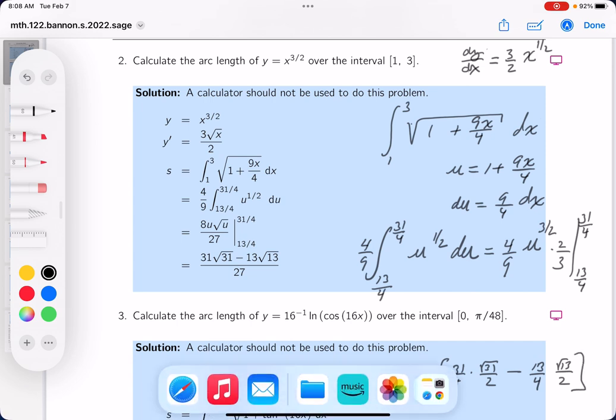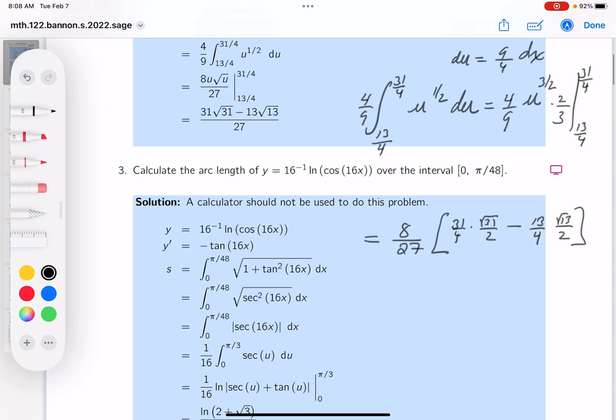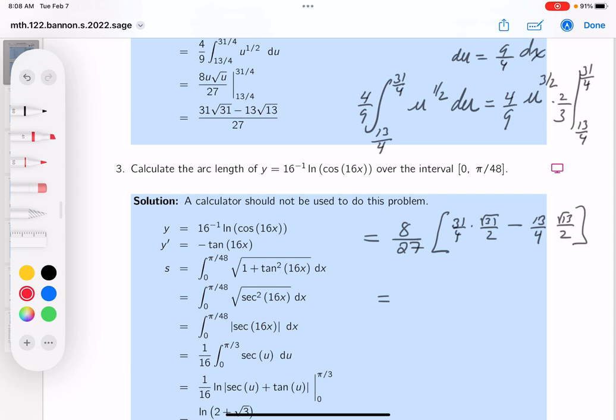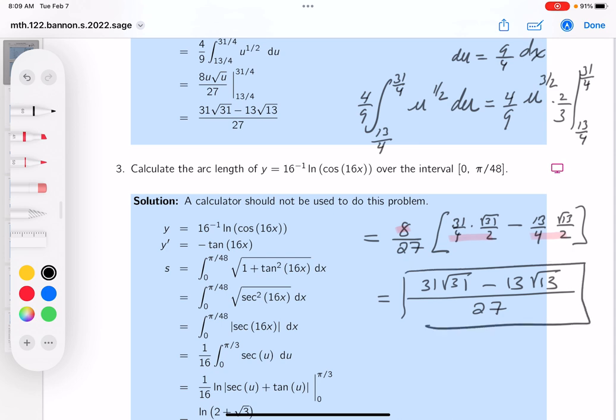All right, let's keep going. And let's take a look at this. I notice something remarkable over here. 4 times 2, 4 times 2. It divides into 8. What am I left with? A 27 on the bottom. 31 root 31 minus 13 root 13. Not much I can do about that. I'll put a box around that. And I would recommend you look at the key to make sure you're matching what we say we should be matching, which is 31 root 31 minus 13 root 13 over 27. It's working as advertised. Thank you.